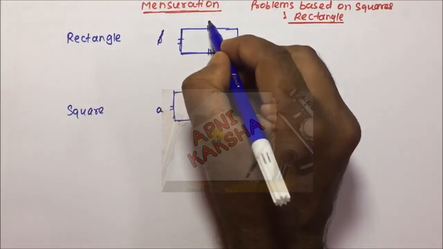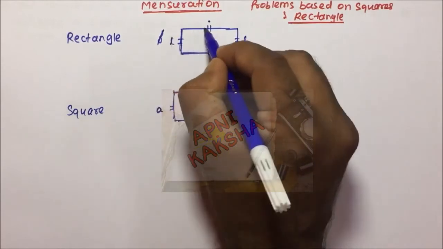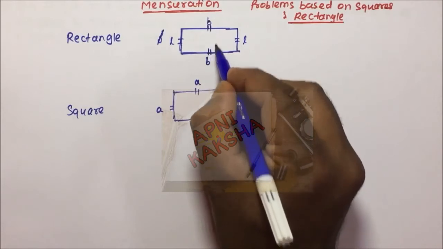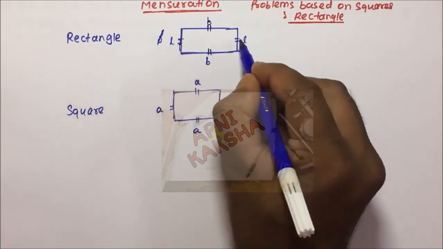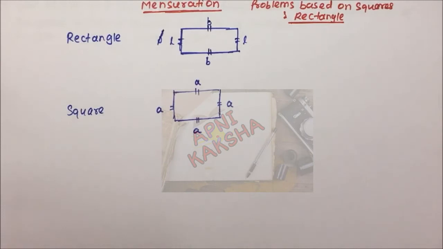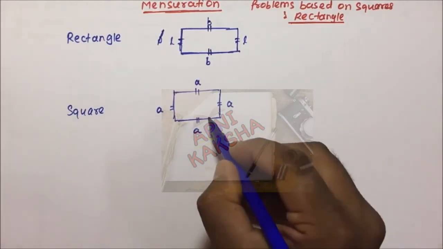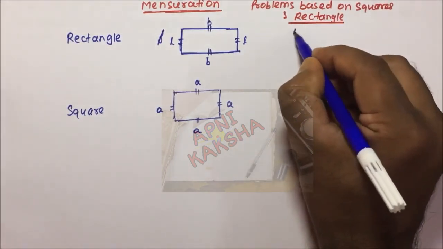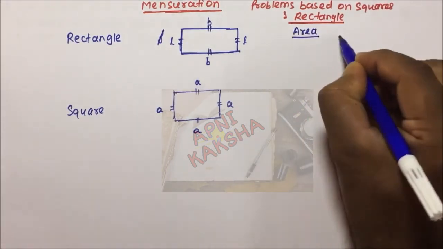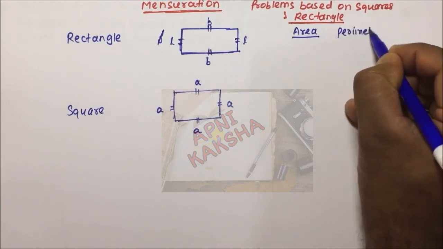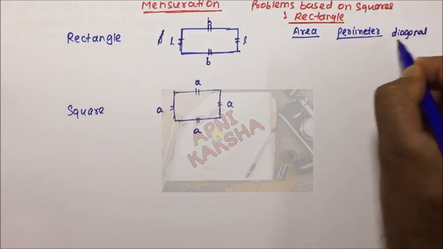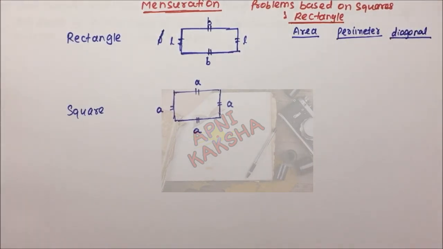And in case of a rectangle, if this is your length, then this will become your breadth. So the two opposite sides in the rectangle will be equal. This becomes your length and this becomes your breadth. And in a square, all four sides will be equal. Right friends? Now here we can calculate area, perimeter, and diagonal. All those three we will see how to calculate, and then after that we will have a question.